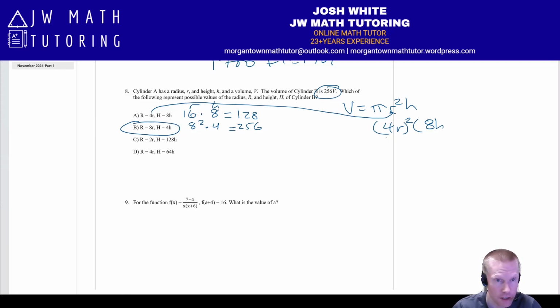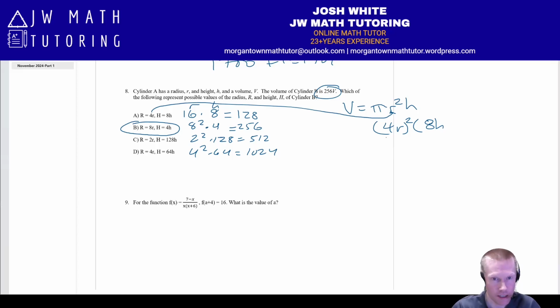And then for C, it's 2 squared times 128. That's 4 times 128. That one comes out to, I think, 512. Yes, 512. And then for the last one, it's 4 squared times 64, which is 16 times 64. This one is 1,024 times greater. So that's the theoretical approach behind it.